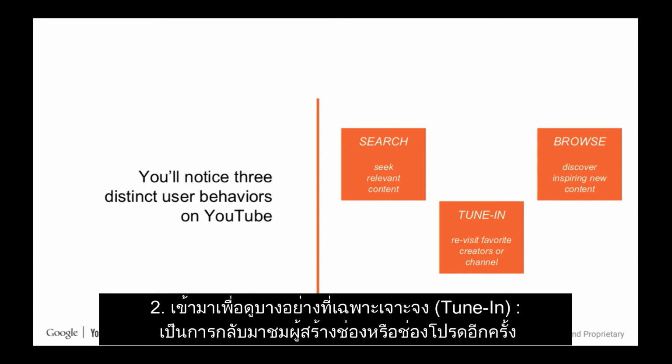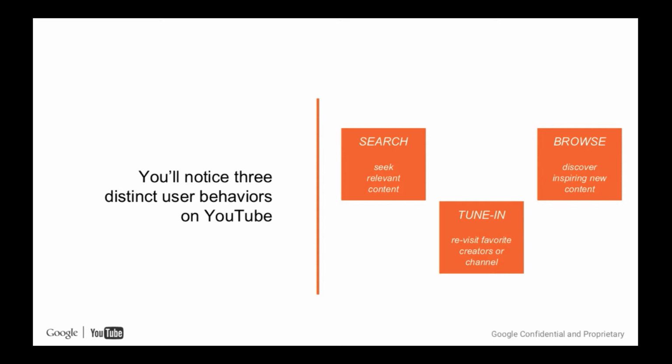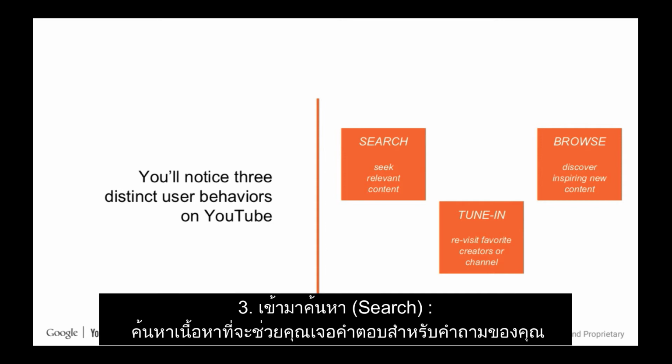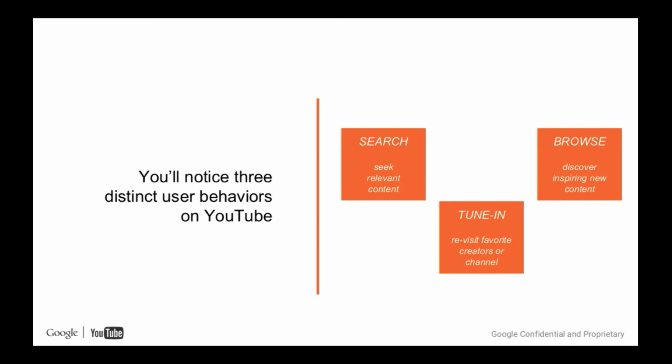The second thing is they may tune in. So that's maybe visit their favorite YouTube content creator, things that are consistent that they see every single week. And the third thing they come to YouTube for is to search. YouTube is the world's second largest search engine, actually. So they seek to find content that will help them find solutions to their hardest questions. So these are the three main reasons that people come to YouTube, which is important for you to understand the context of the user.